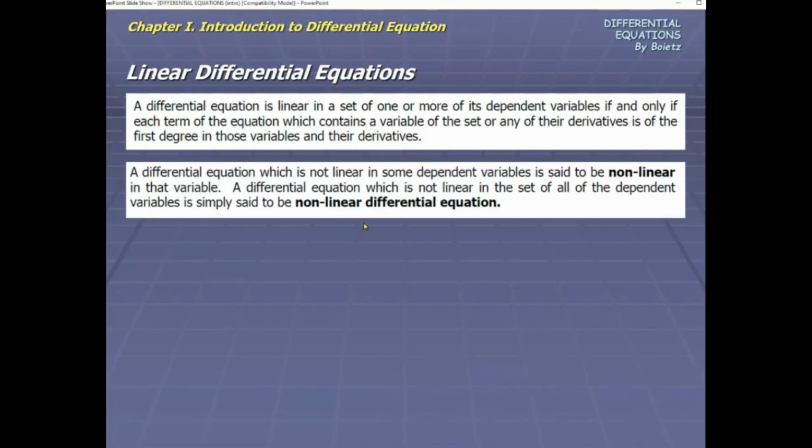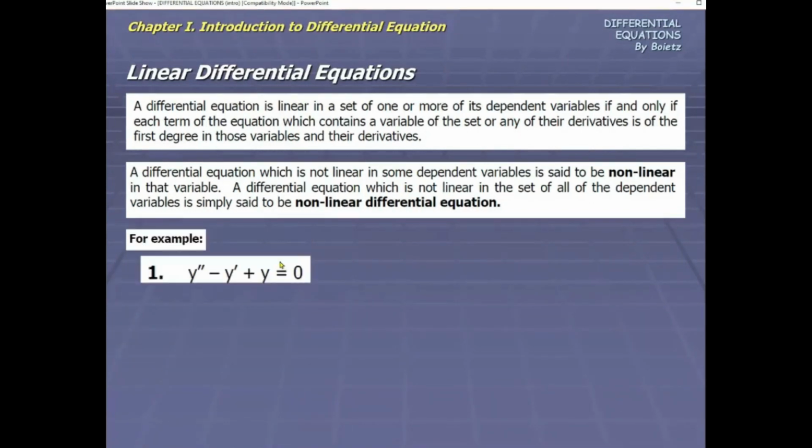Okay. And a differential equation which is not linear in some dependent variable is said to be non-linear in that variable. Okay? A differential equation which is not linear in the set of all of the dependent variables is simply said to be a non-linear differential equation. Ano ngayon? Ang ibig sabihin lang, pag linear, dapat ang power nung dependent variable tsaka nung kanyang derivative ay raised to 1.